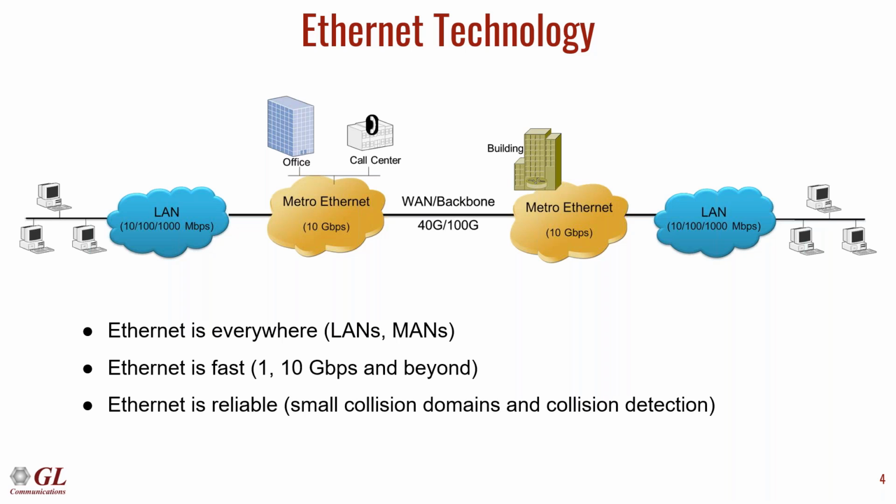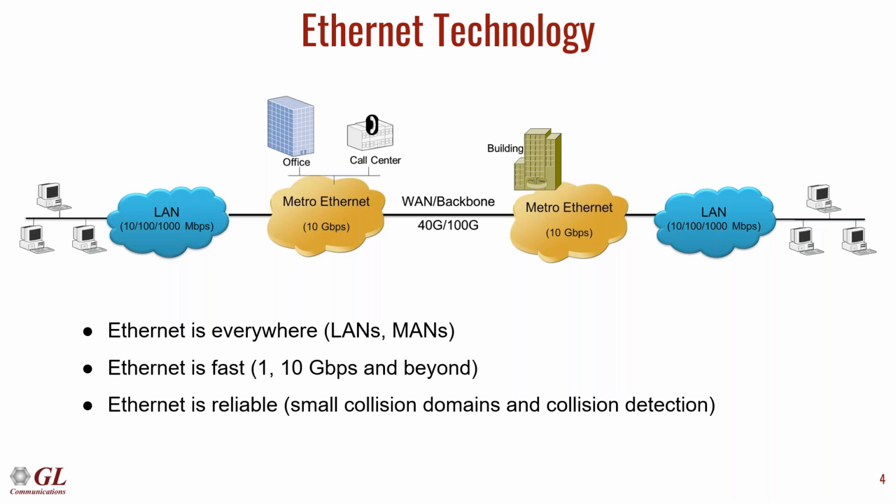Ethernet is also very reliable, right? If you're on a switched network, you have small collision domains and you have collision detection mechanisms and so on. So Ethernet is very reliable technology. It's everywhere, and we all need to know about it and understand its advantages and also some of the things you can expect to see on an Ethernet network.